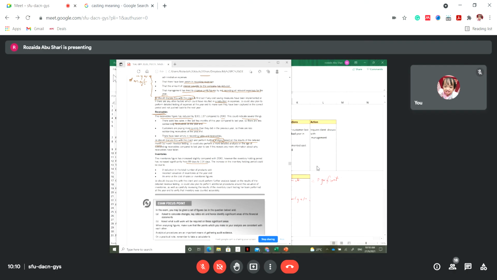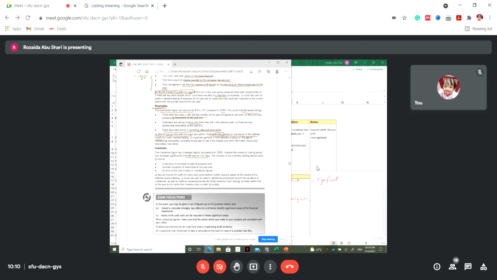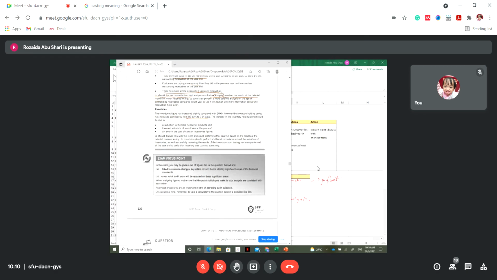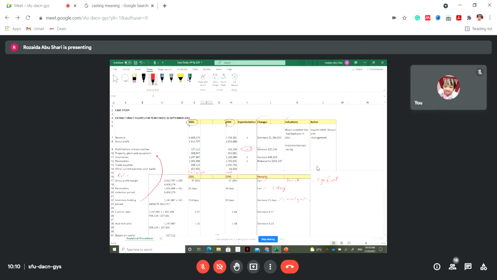This increase in the inventory holding period could be due to a reduction in the number of products sold, or incorrect valuation of inventories. For this one you need to perform detailed testing. It could also be an error in the cost of sales or inventory figure. So these are all the possible indications that might happen at the planning stage, due to the result of the ratio analysis done during the risk assessment procedures.